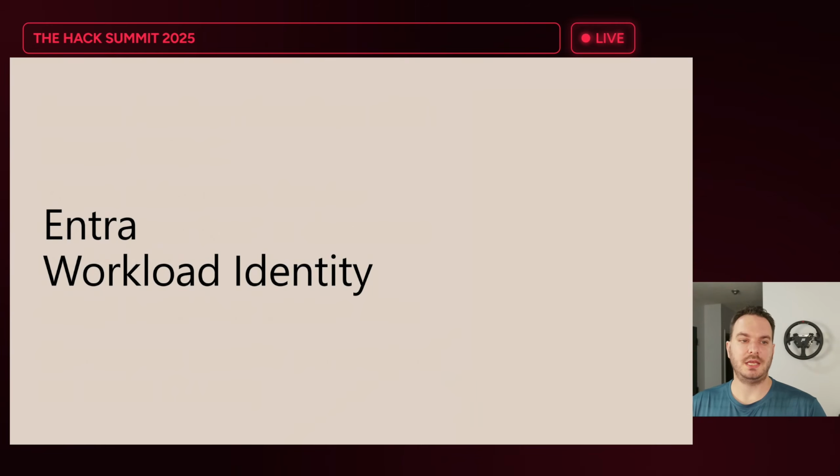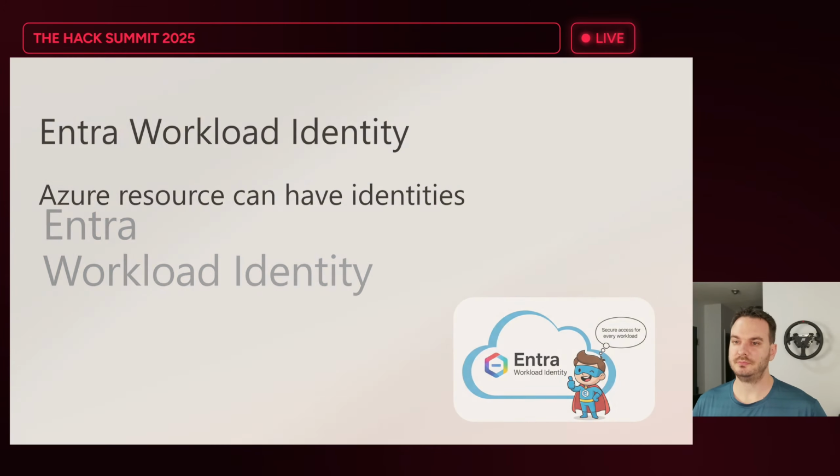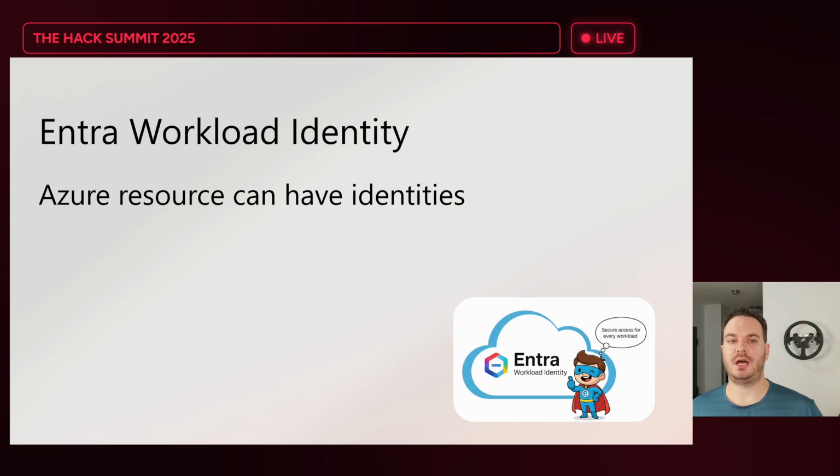Now that we have the login managed, we take a look at Entra workload identity. Before we do this, let's talk about managed identities. In Azure, we have the concept of managed identities. This means we assign this identity to an Azure resource, and then we can use this identity to give permissions to other resources. For example, if I have an app service and a database, I can assign an identity to the app service and then assign this identity permissions to access the database.